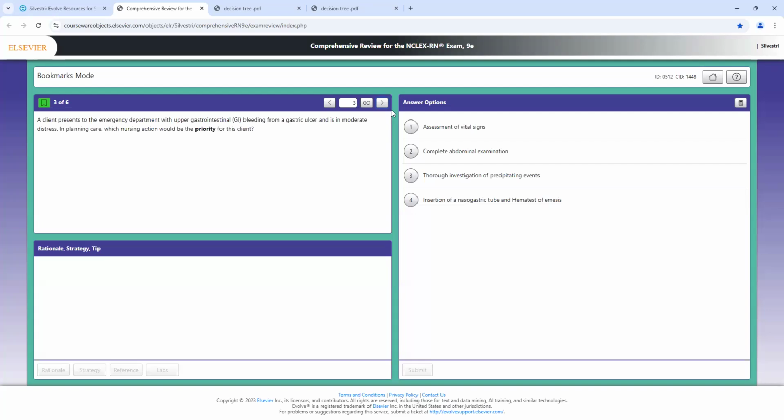Okay. So back to assessment and implementations. Which ones are assessment and which ones are implementation? Now you'll see we actually do have a lot that are assessment and implementation. So 1, assessment of vital signs, we get a little A there. That's assessment. Completion of abdominal exam, that's assessment. Thorough investigation of precipitating events, that's assessment. Insertion of NG tube and hematest of emesis, that's implementation.